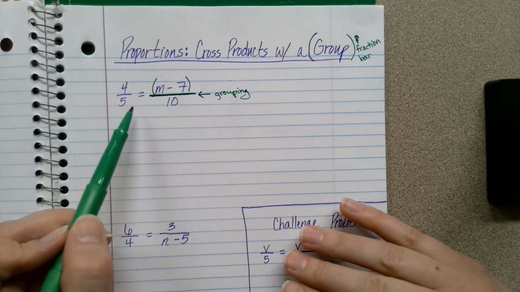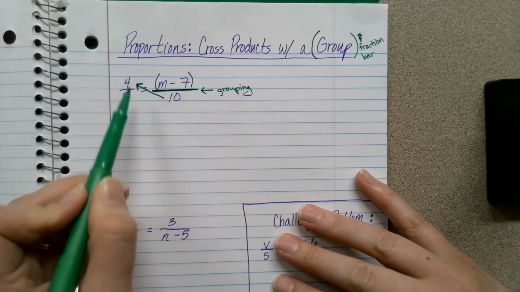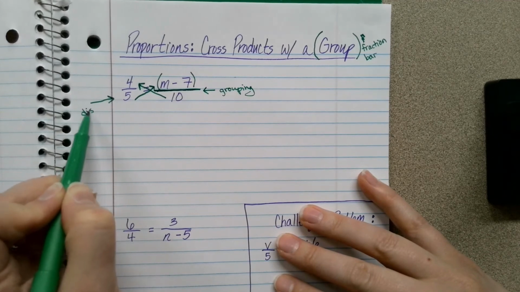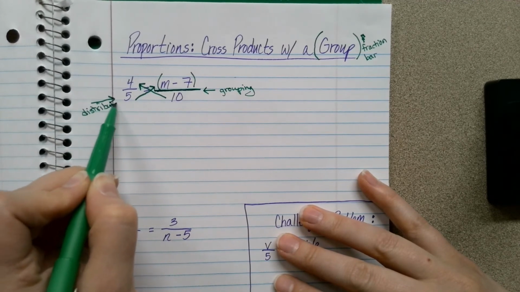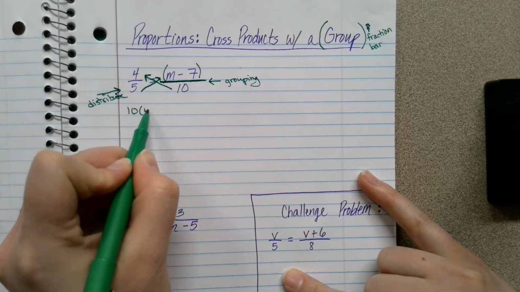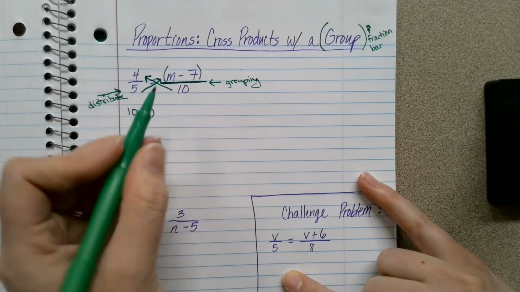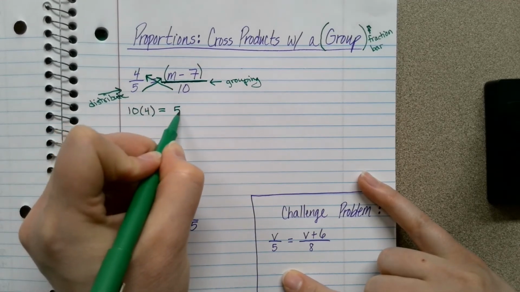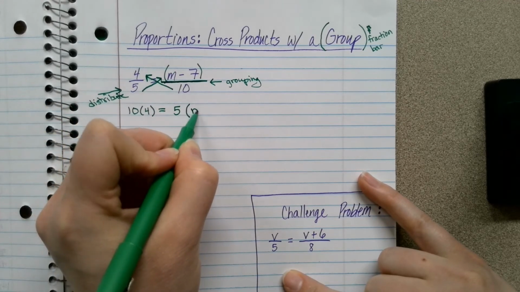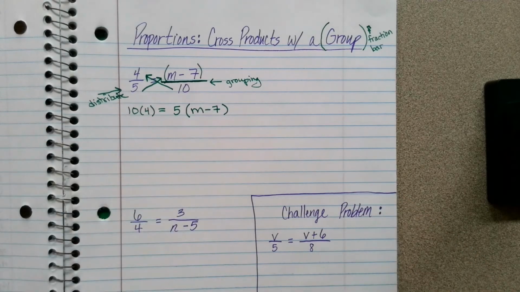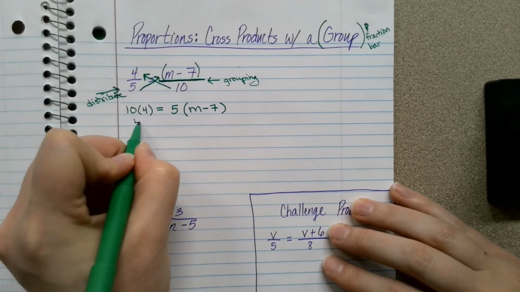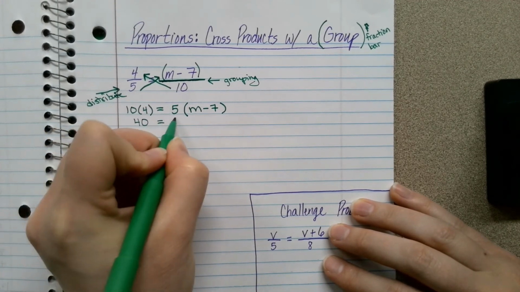So when we use cross products, which we can do, multiplying diagonally, this multiplication eventually will need to be distributed to the group. If we start first with just the 10 times 4, we'll set that cross product equal to the other side. 5, and we're going to use those parentheses because this meant a group. So 5 parenthesis m minus 7. Okay, we can simplify what we can. We know that we can multiply 10 times 4, so that's going to give us 40. Set equal to, and we can leave this for now.